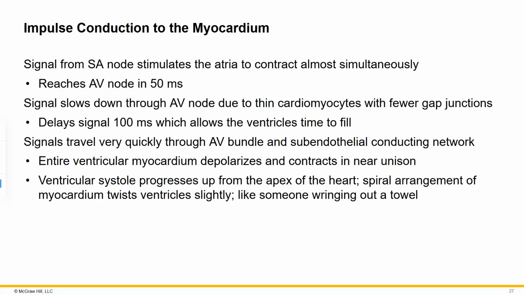Impulse conduction to the myocardium. The signal from the SA node stimulates the atria to contract almost simultaneously, and reaches the AV node in 50 milliseconds. The signal slows down through the AV node due to thin cardiomyocytes with fewer gap junctions, which delays the signal 100 milliseconds, or 0.1 seconds, which allows the ventricles time to fill.